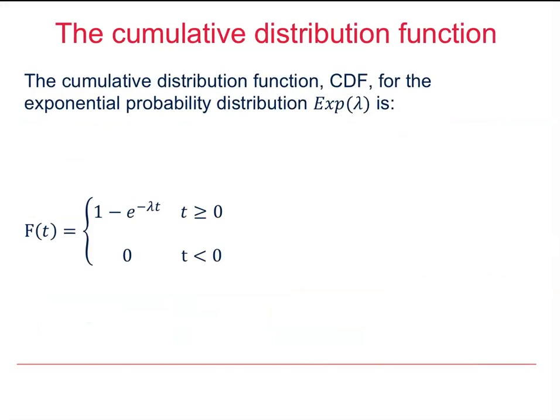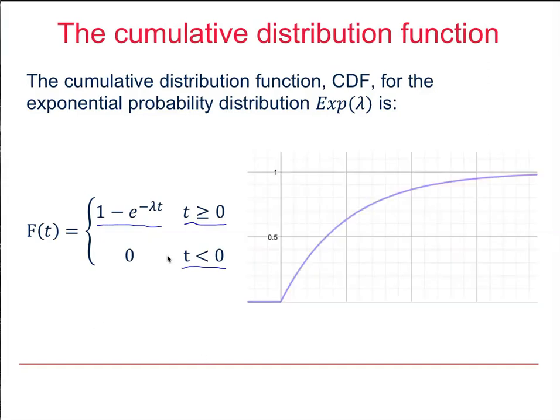Here is the cumulative distribution function, or CDF, for the exponential probability distribution. It comes in two parts. Here we can see that when t is less than 0, then the CDF itself is 0, and when t is greater than or equal to 0, it takes this form here. Looking at either component of the CDF, we can see that F of 0 is going to be 0. So we can just write down F of 0 equals 0.